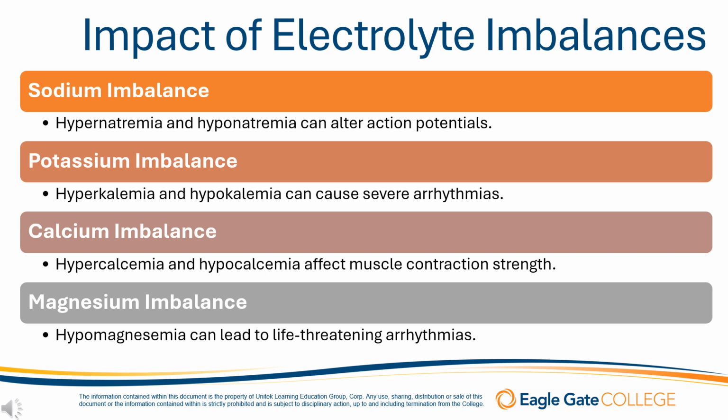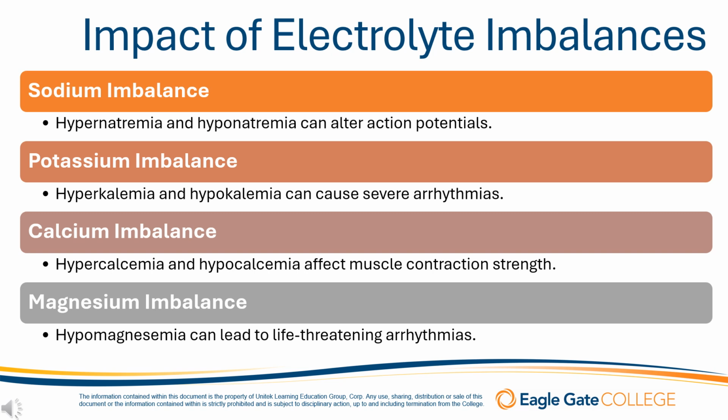Hypernatremia occurs when there is too much sodium in the blood. This can happen due to dehydration, excessive salt intake, or some medical conditions. High sodium levels can increase the risk of hypertension, or high blood pressure, by causing fluid retention, which raises blood volume and pressure. Elevated sodium levels can also affect the action potential of cardiac cells. The action potential is the change in voltage across the cell membrane that allows cardiac cells to contract. Hypernatremia can make cardiac cells more excitable, potentially leading to arrhythmias.